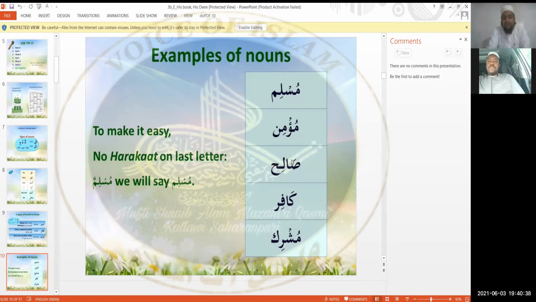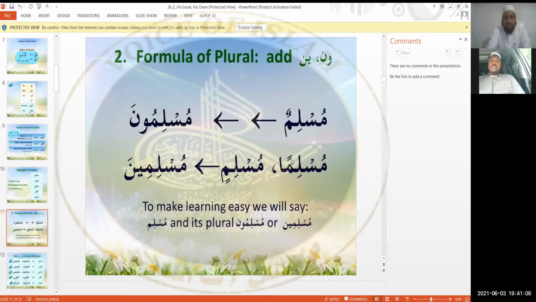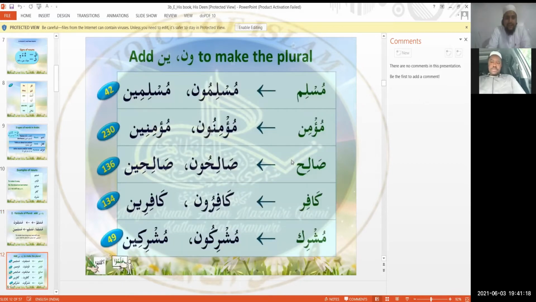Examples of noun: Muslim, Mu'min, Salih, Kafir, Mushrik. And you know the plurals of all of these words: Muslimun, Muslimin, Mu'minun, Mu'minin, Salihun, Salihin, Kafirun, Kafirin, Mushrikun, Mushrikin. You have to add un in the end. So Muslim will be Muslimun. The formula of plural: waw noon, ya noon. We have done it, mashallah.